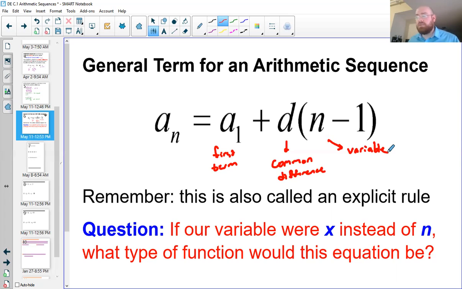We can't plug in -1. So I should be even more precise and not just say our inputs are integers, but whole numbers, 1, 2, 3, 4, and so on. So if we were using this x for any number rather than any whole number, we would have a linear equation.